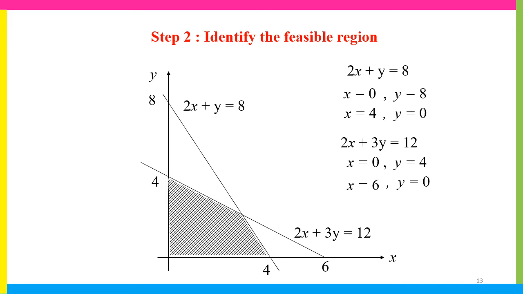Kenapa? Untuk 2X plus Y equal to 8, dia punya inequalities adalah less than or equal to. So, it's going the lower half plane. Sama juga untuk 2X plus 3Y is less than or equal to 12. So, it's lower plane juga. Tapi, untuk X, it should be more than or equal to 0. Untuk Y, it's more than or equal to 0. So, kawasan yang ada keempat-empat tanda ni adalah kawasan ini. So, this is the feasible region.